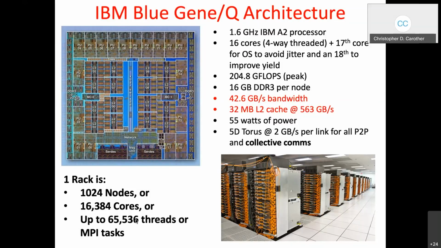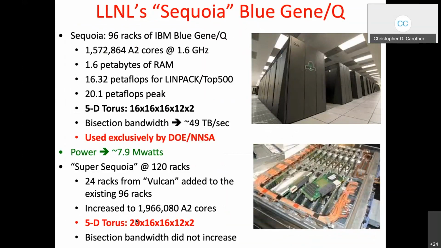So the system that we were able to run on, which we'll talk about a little later, was Sequoia and Super Sequoia, we called it. So Sequoia had 96 racks of Blue Gene Q, which gave you something like 1.5 million cores of the A2 processor running at 1.6 gigahertz. Again, it was around a 16 petaflop system, but that jumped to the 120 rack system. So they combined two systems together and got 120 racks for a short time, which scaled the number of cores out to nearly 2 million. So it's 1.966 million.